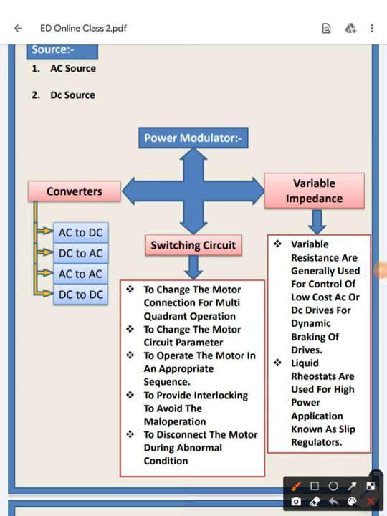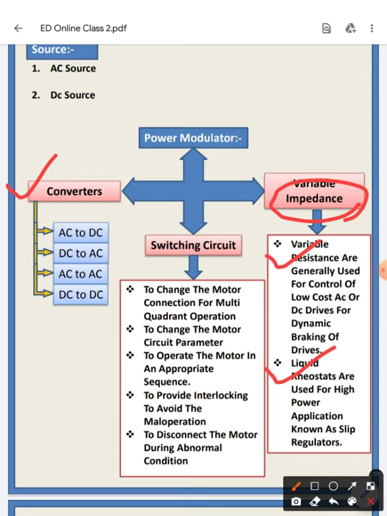Okay, next part. Inside the power modulator, one part is the converter, and the second part is the variable impedance. What is the function of the variable impedance? Last class we discussed that variable resistances are generally used for the control of low cost AC or DC drives and for dynamic braking of drives. So for low cost AC or DC drives, we can go for this variable resistance. As the resistance is connected, the impedance term is associated with the resistance.